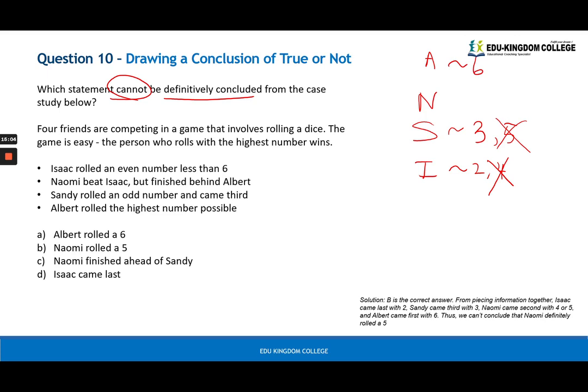So, which one cannot be definitively concluded? Isaac came last. Yes, we know that, right? Naomi finished ahead of Sandy. Yes, we know that. Albert rolled a 6. We know he rolled the highest number. Naomi rolled a 5. So we don't know what Naomi rolled. She could have rolled a 4 or a 5, right? Do we know which one? No. So we cannot definitively conclude Naomi rolled a 5. That's why B is the answer.